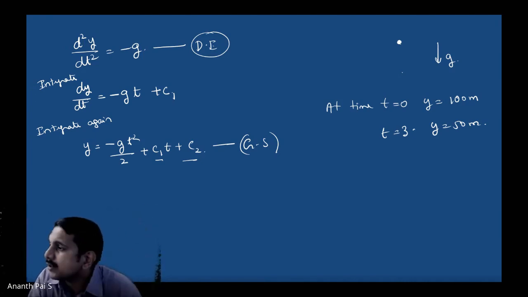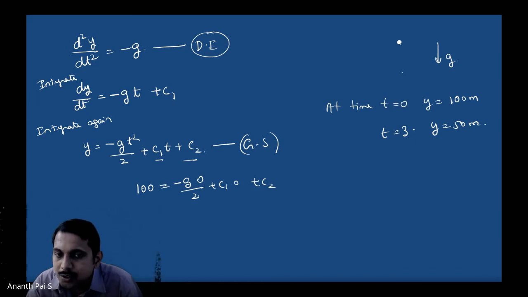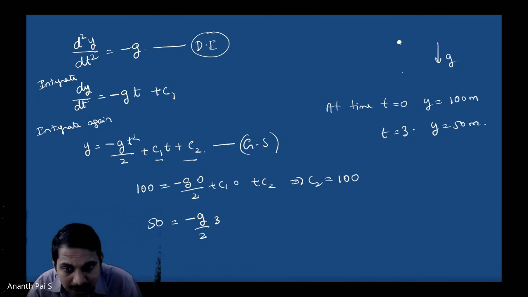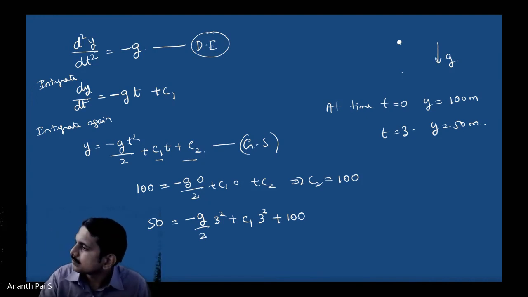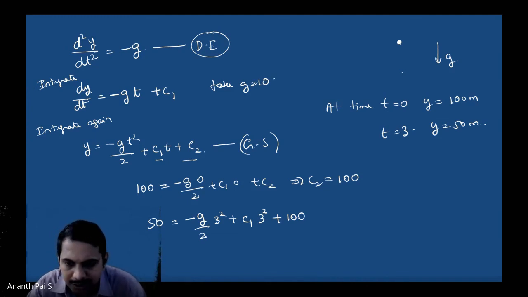Now, applying this here, we can find the solution. Now we can see y is equal to 100 is equal to minus g into 0 by 2 plus c1 into 0 plus c2. So you got c2 is equal to 100. And then to find the c1, we have y is equal to 50 is equal to minus g by 2, t square is 3 square plus c1 into 3 plus c2, which is 100. So I will put g is equal to 10 instead of 9.81. Taking g is equal to 10, I can find c1. Find c1 and tell me what is c1 first.